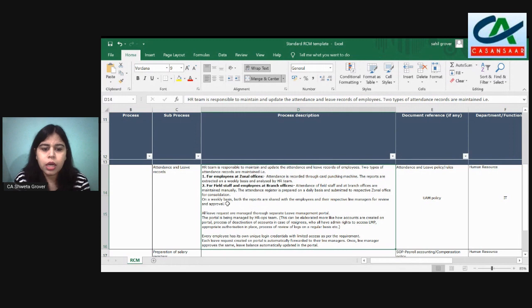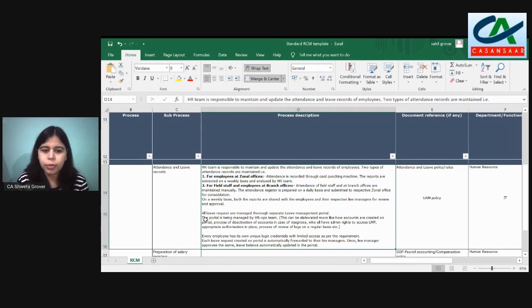Now, the company is saying that on a weekly basis, both reports are shared with employees and their respective line managers for review and approval. I have jotted down this process here. For attendance they have this process, and for leave they have a separate leave management portal. When I say leave management portal, it again raises the question in our mind of how leaves are approved and how things are managed. If the company has an SOP or policy, that has already been captured in that document.